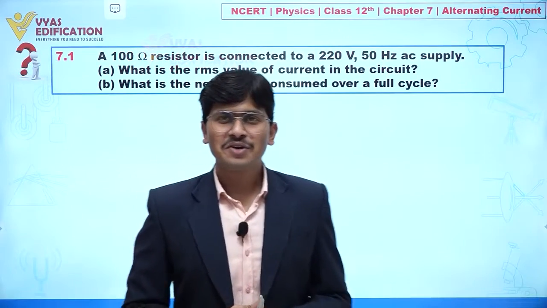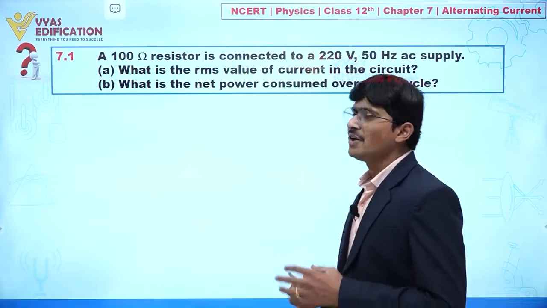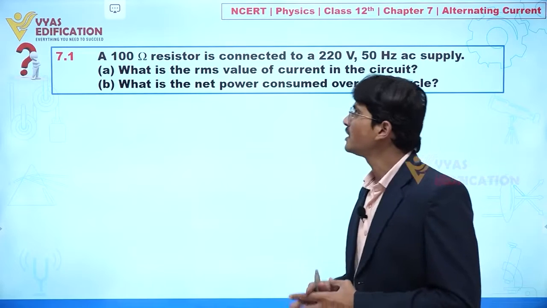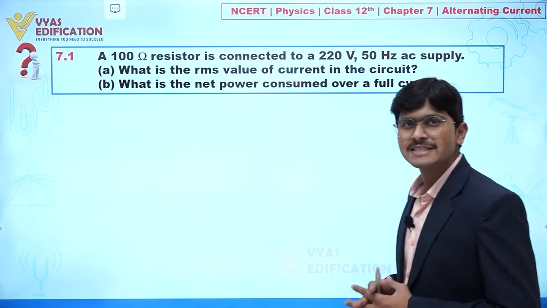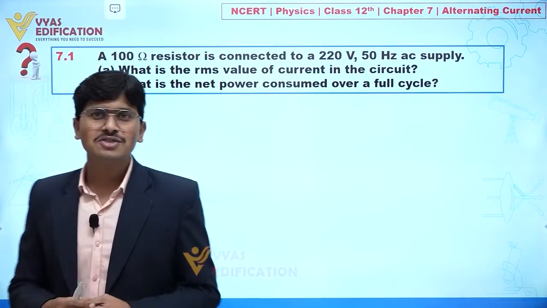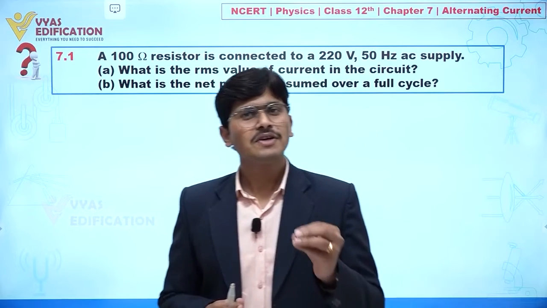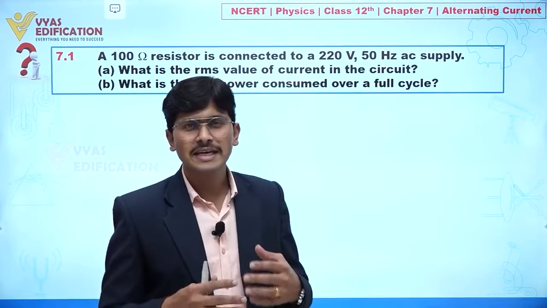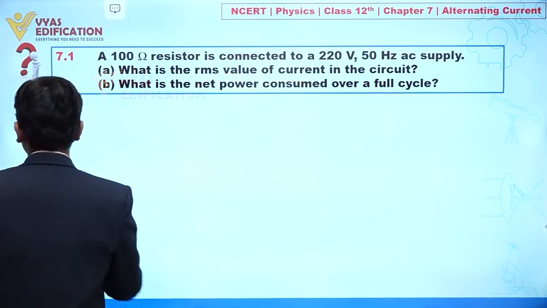So dear student, we are going to discuss question number 7.1, and in this question it is given that a 100 ohm resistor is connected to a 220 volt, 50 hertz AC supply. Whenever you find any question related to AC, first of all always try to draw a circuit diagram, so that you get some clarity about the question.